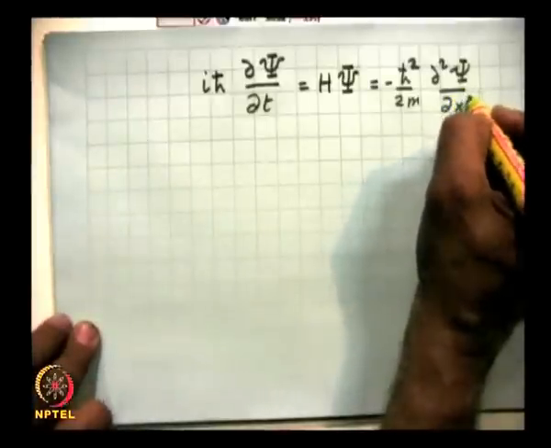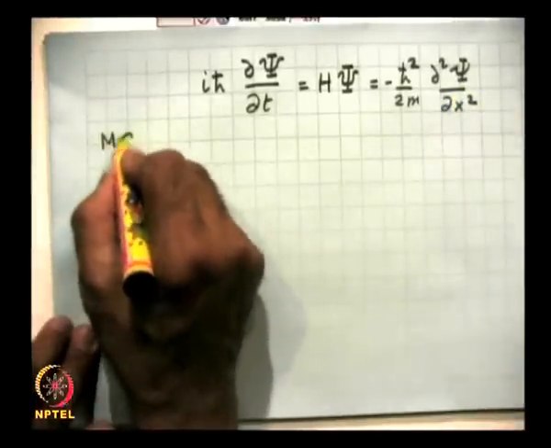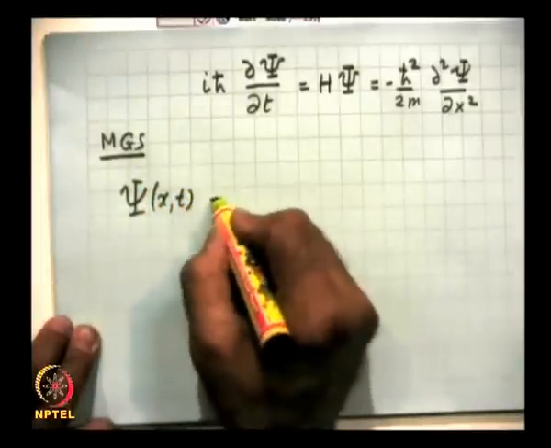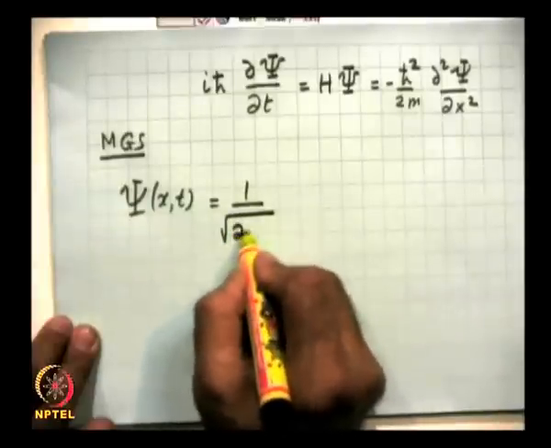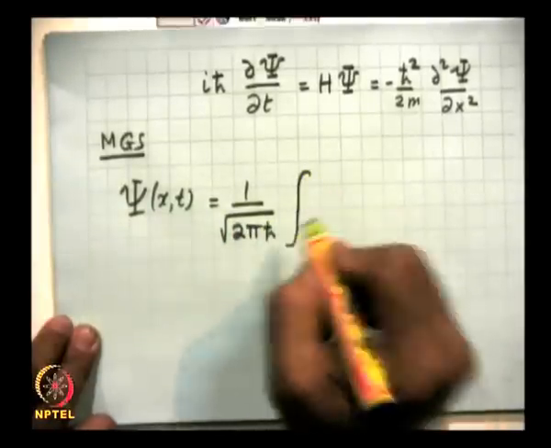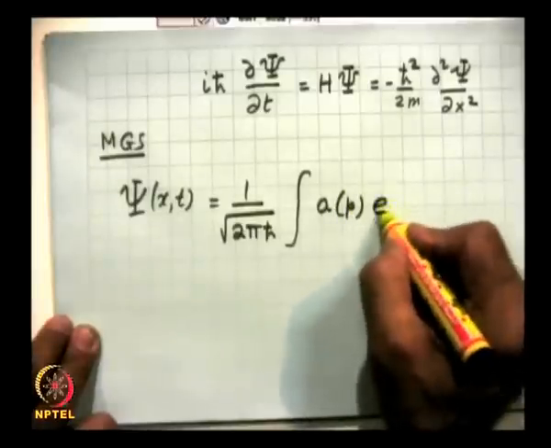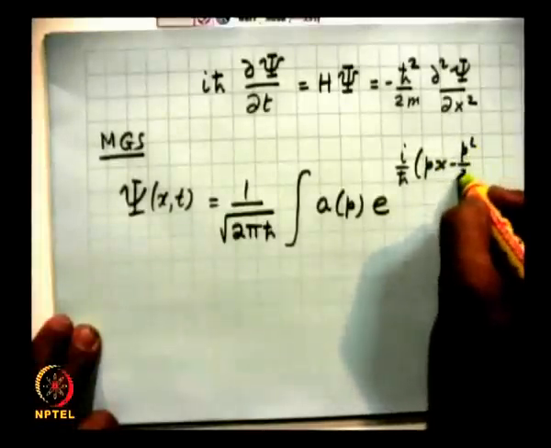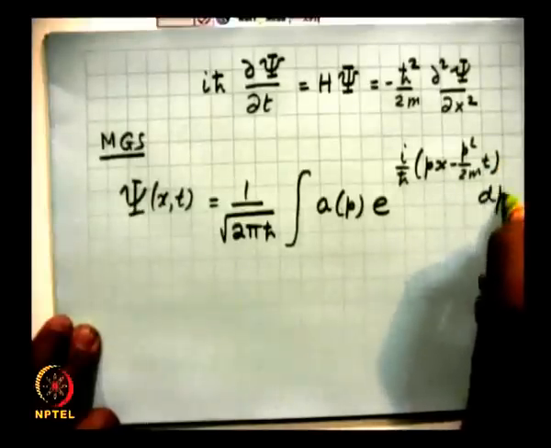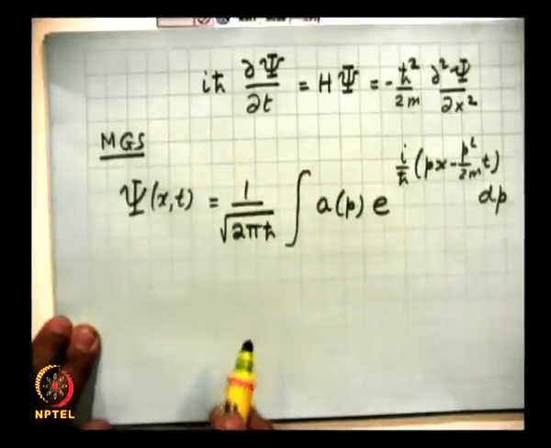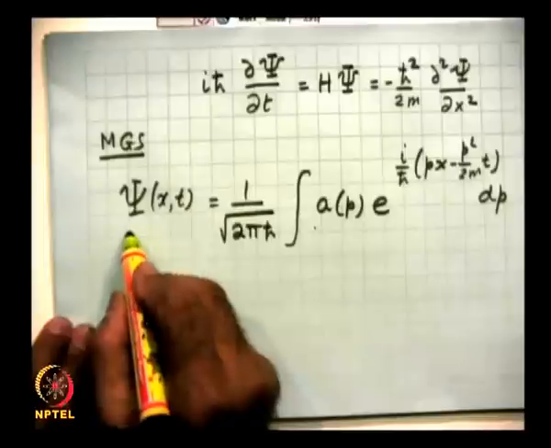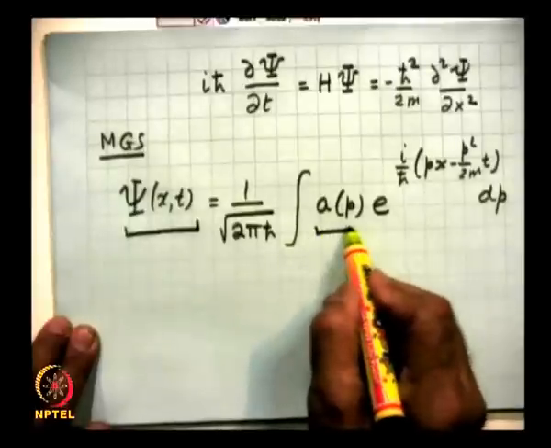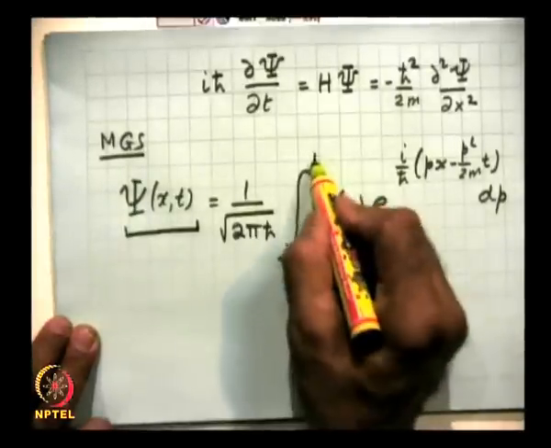So, what is the most general solution of this equation? The most general solution of this equation is psi of x comma t is equal to, I write down a factor 1 over root 2 pi h cross for the sake of convenience, and I integrate a of p times functions like this, e to the power of i by h cross, p x minus p square by 2 m t, dp. So, this is the most general solution. The only unknown part is a of p. This is from minus infinity to plus infinity.